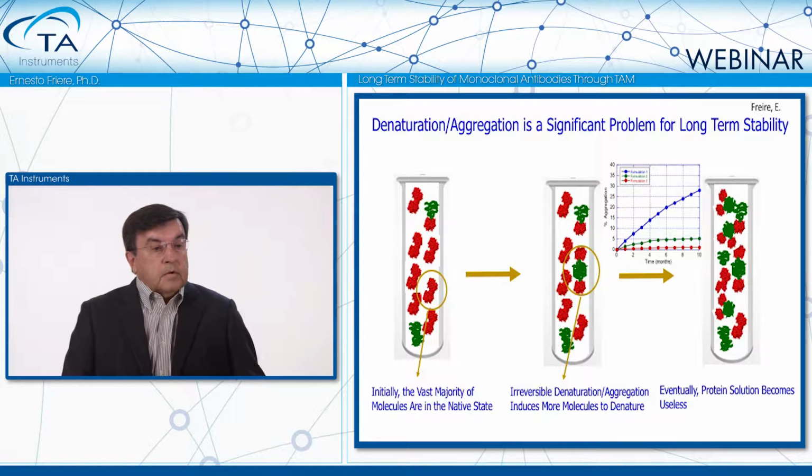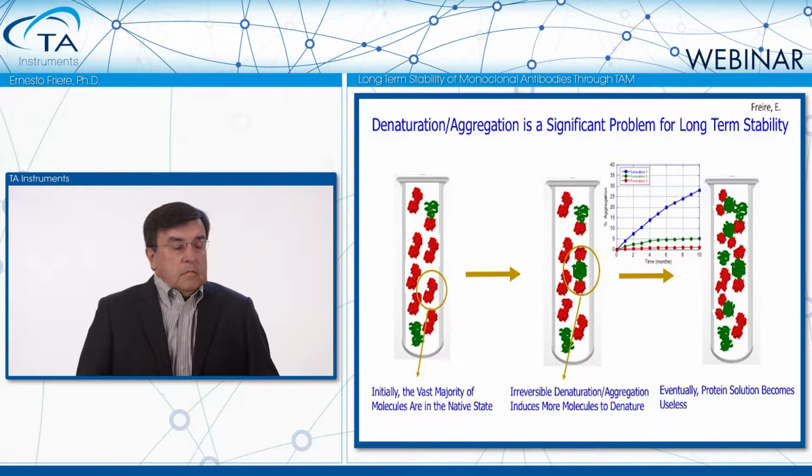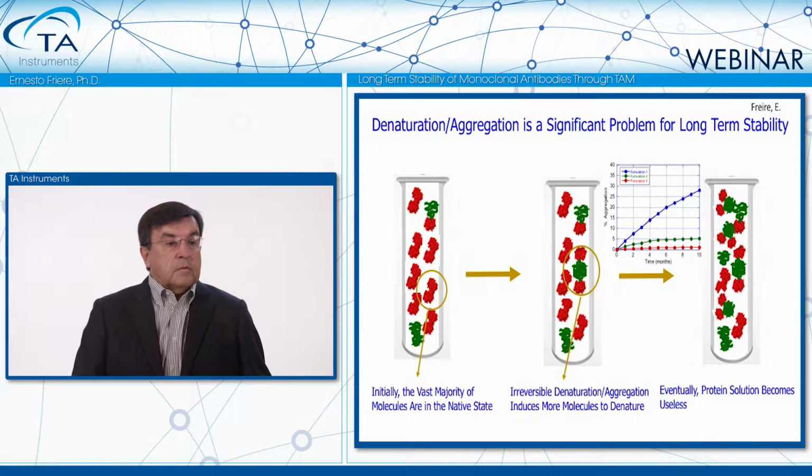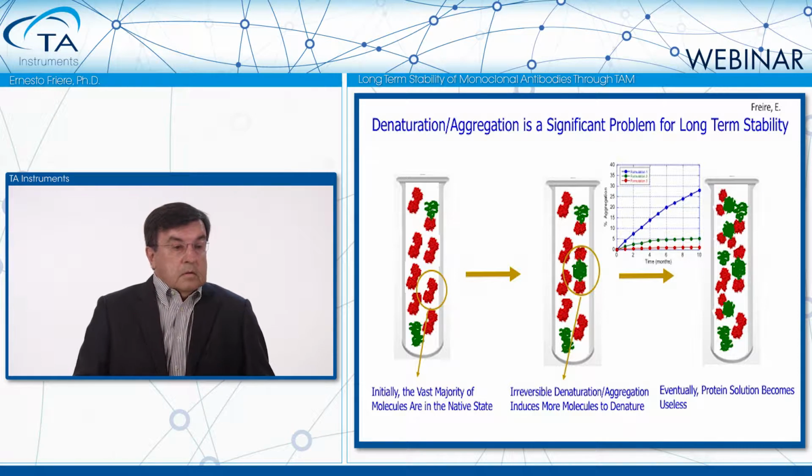So it is very important to select the antibody with the smallest tendency to denature and aggregate, the most stable, and also find the best buffer and excipient conditions that optimize those conditions.